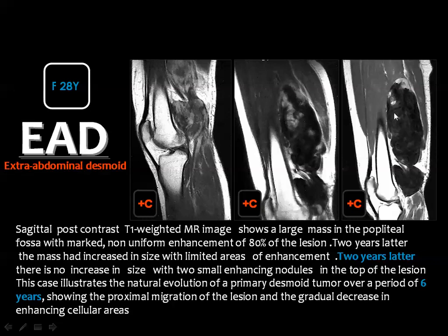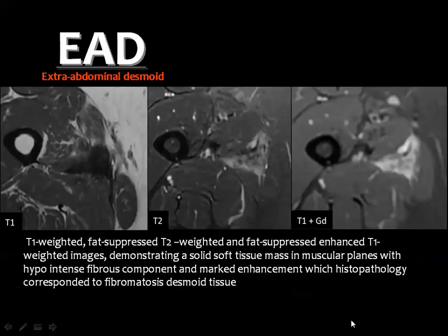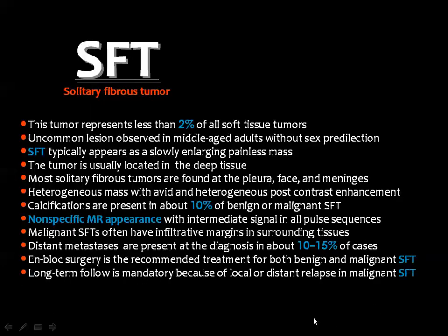And the follow-up after 6 years showed that the tumor is also almost of the same size with regression, marked regression in the enhancing component. And this is also a desmoid tumor with uncharacteristic MRI finding, T1 weighted image, low signal, T2 weighted image, high signal, and significant enhancement. Then we came to what's known as the solitary fibrous tumor.